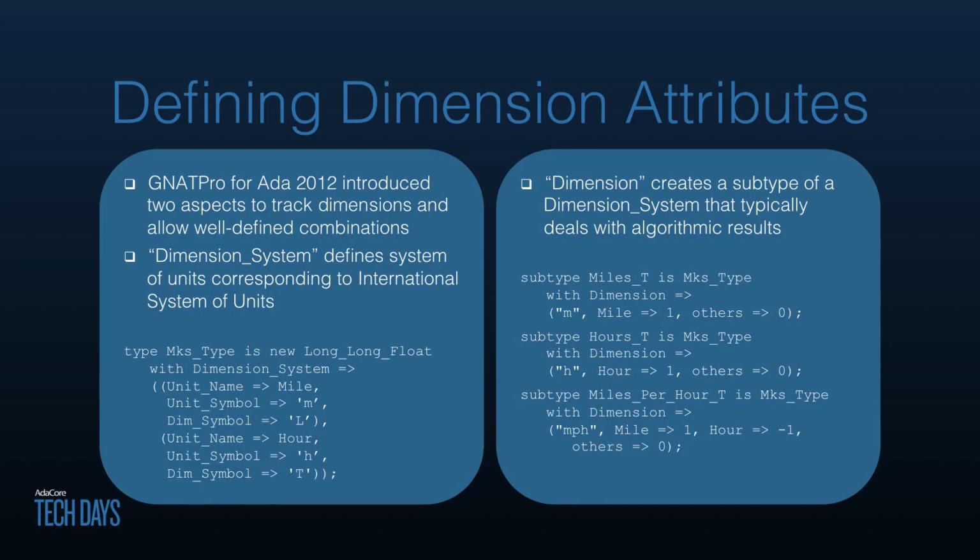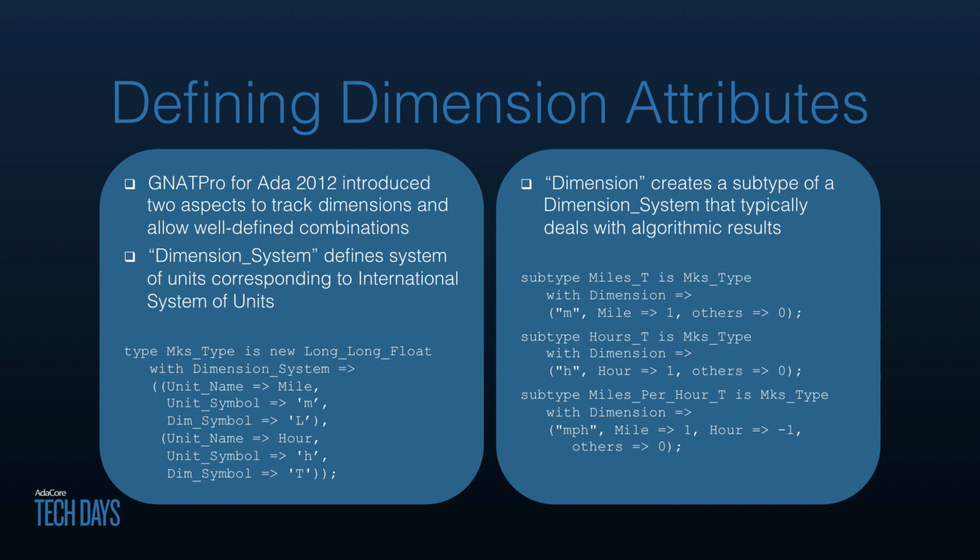GNAT has this concept that came in Ada 2012 called the dimension aspect. What dimensions does is allow you to create this dimension system and then create types based on that dimension system. There are a lot more fields in here than these, but we can say we have a mile type, a length, mile, and an hour, which is time, unit symbol is hours. And so this is the system we create. Now we create types based on that system.